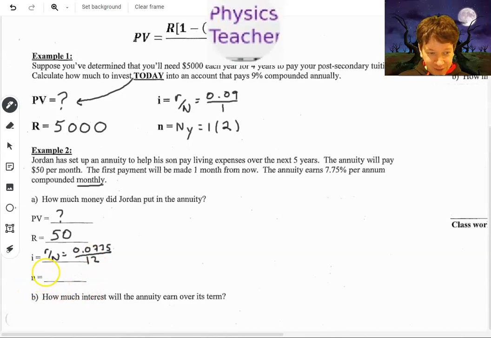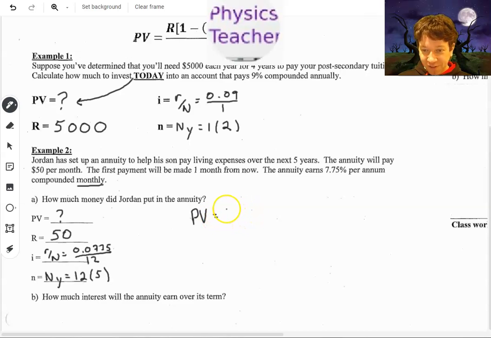The little n would be N times Y, which is 12 times per year, times the number of years, that's 5 years. So for the next 5 years. Okay, so let's set up our equation. So present value: how much money did Jordan put into the savings account to help out his son for the next 5 years?